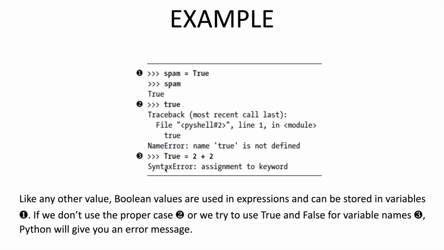Now what is this error? A Boolean value is used as a variable. See, True is used as a variable. You are trying to store the value 4 in the variable True. No, True is a Boolean value, it can't be used as a variable. So getting my point, that's why it's showing an error.